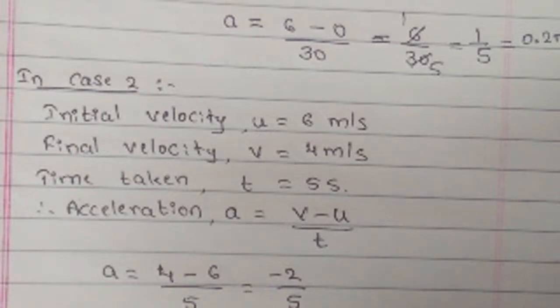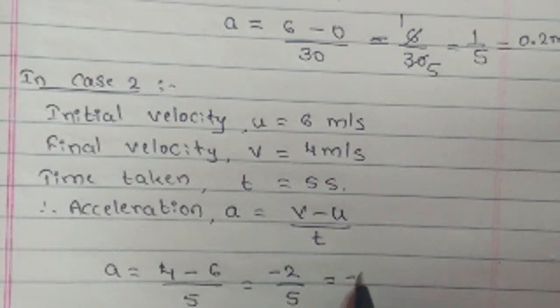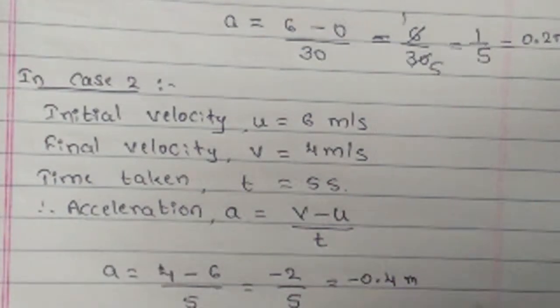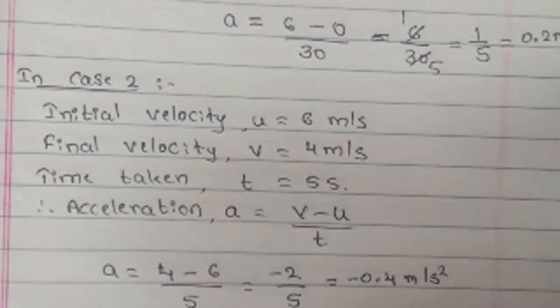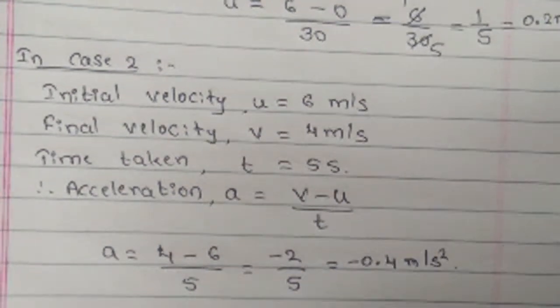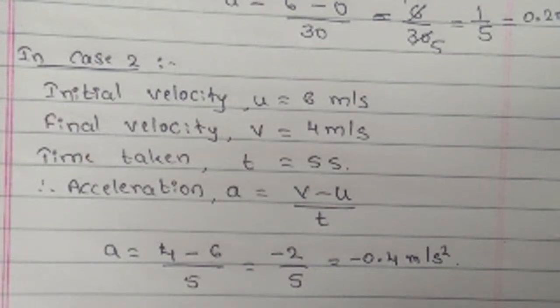Minus 2 divided by 5, or you can write acceleration is equal to minus 2 divided by 5 meter per second square, or this is equal to minus 0.4 meter per second square, because here the velocity is decreasing, so it is called deceleration. Okay, this is about the second case, and this gives the complete answers of example 8.4.